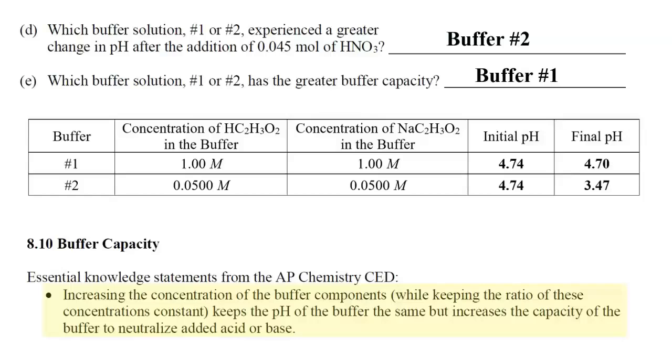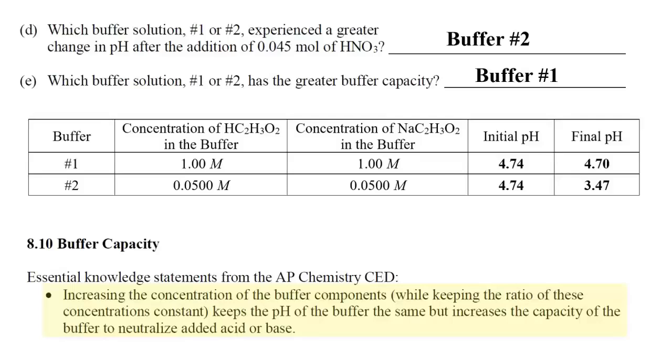Notice that the initial pH is 4.74 for both, but for buffer number 1, the one that had the greater buffer capacity, its pH only decreased by 0.04 pH units. And buffer number 2, which had the smaller buffer capacity, experienced a much greater change in pH. It went from 4.74 all the way down to 3.47.